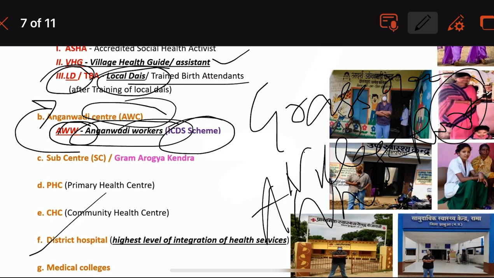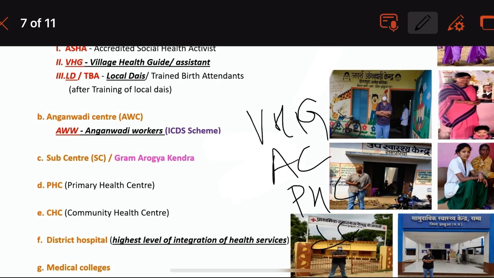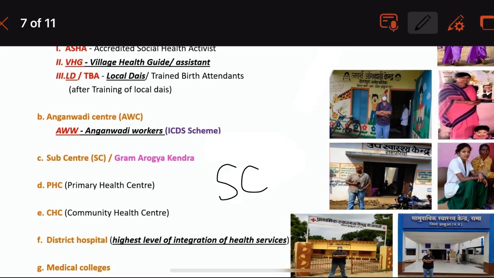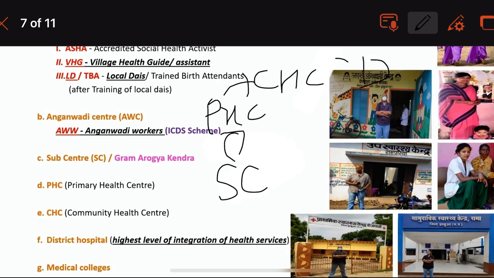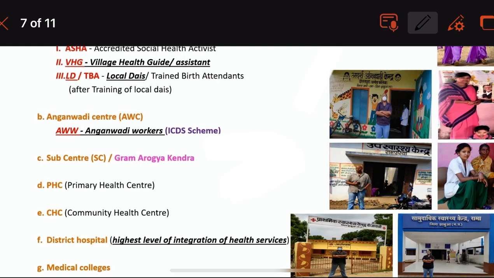Next, the district hospital is the highest level of integration of health services. They will give you options like village health guide, Anganwadi center, PHC, CHC, and sub center. Which is the highest level of integration? First comes the sub center, then PHC, then CHC, then the district hospital. So the highest level is the district. District hospitals are the highest level of integration of health services.